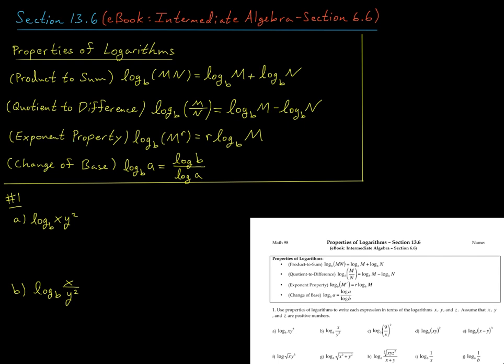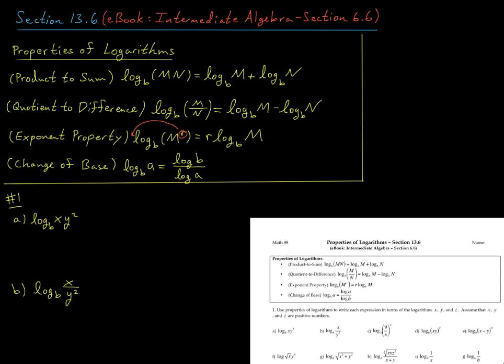Okay, next up we have what's known as the exponent property. So if I have the logarithm of a quantity m raised to the r power, this exponent r can come out in front of the logarithm, and it's going to multiply that logarithm. So in other words, the log of m raised to the r power is equal to r times the logarithm of m. And then here I've just included the change of base formula that we looked at in the last section just to have all the important key properties for logs in one place for you. Okay, so now let's go ahead and look at question 1.